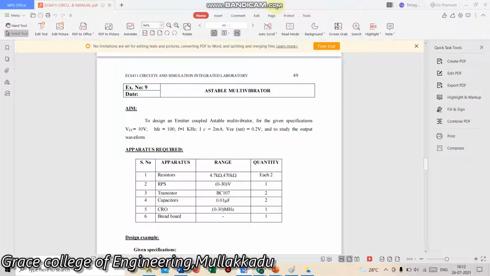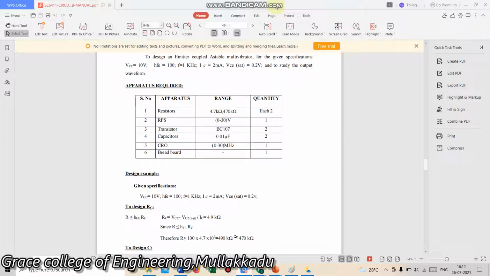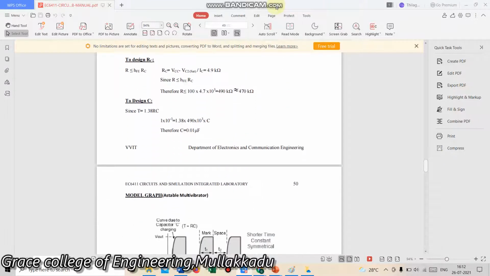In the software tool, we are going to take these components and place them on the worksheet of PSpice or Multisim, connect the components, simulate, and see the output. In the design procedure, we have assumed the value of VCC, HFE, a frequency and IC value, and we have to calculate the value of RC and C.